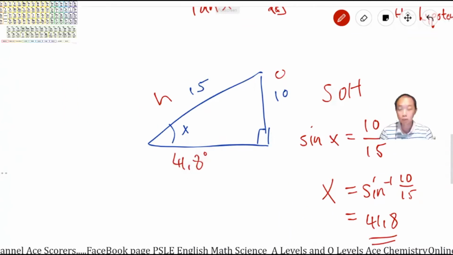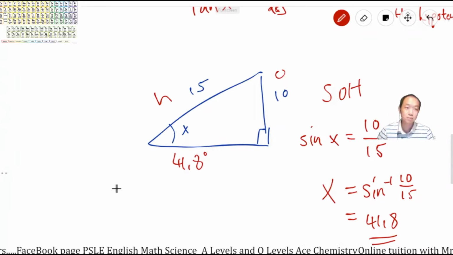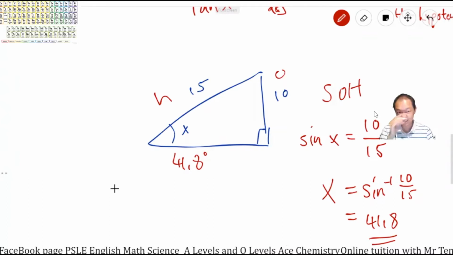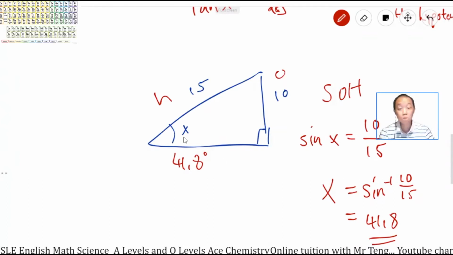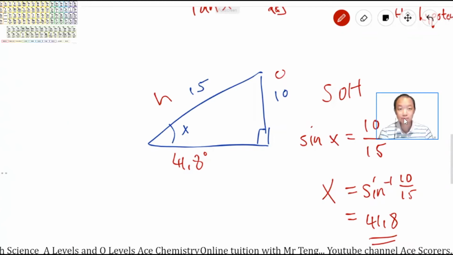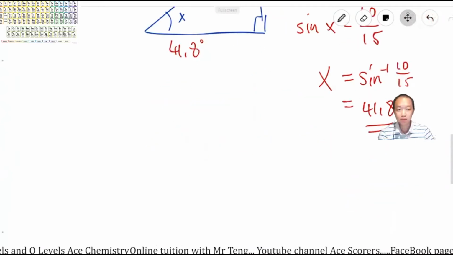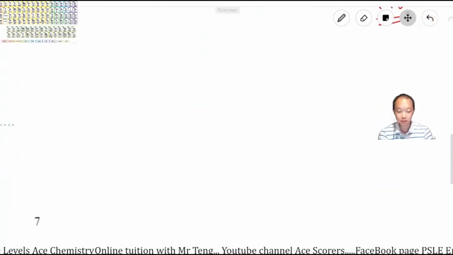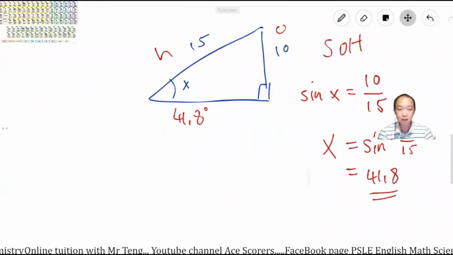Okay, so sometimes, then wait. What about those questions where they only give you... This is find angle. Okay, wait. Sometimes must find height. So what if they give you opposite and... wait, I know, wait. I give you example. Alright, so this is how to find angle.